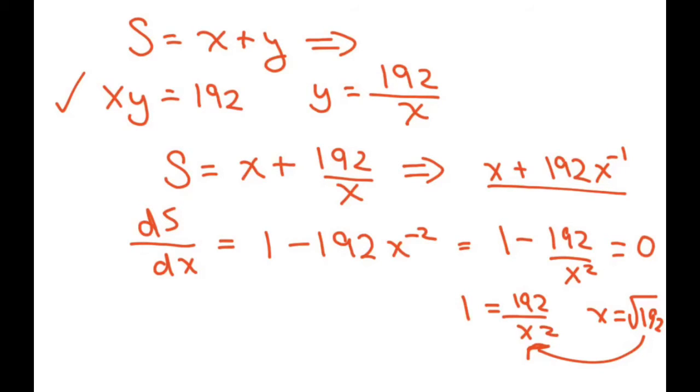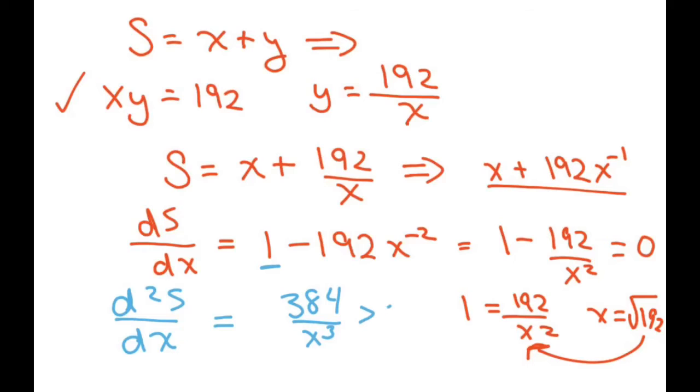So when you take the second derivative, this goes away, so you're going to get 384 over x cubed. Since this is positive, that means we do have a minimum, and s is a minimum when x equals y, which equals the square root of 192.